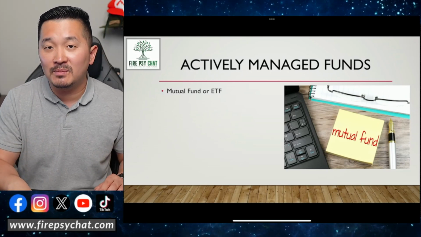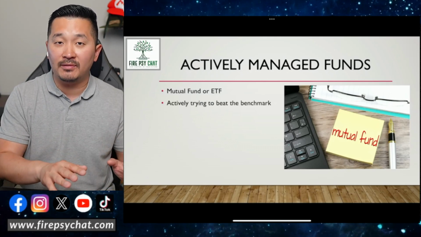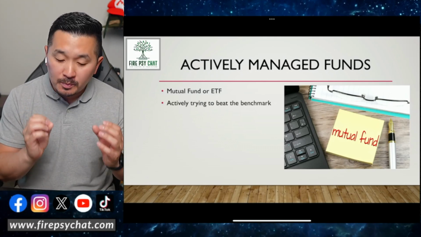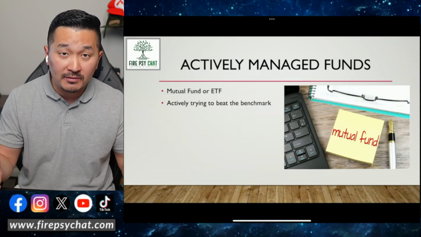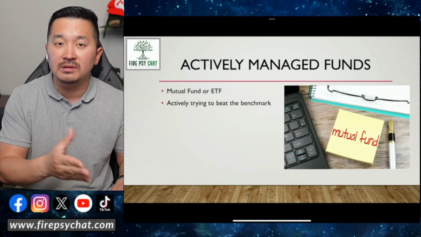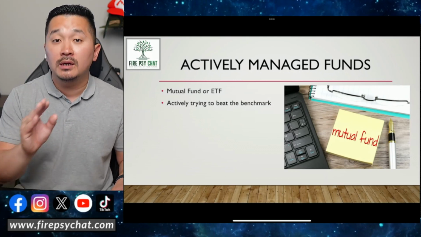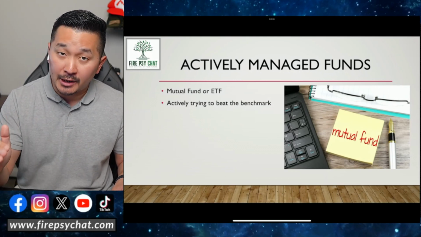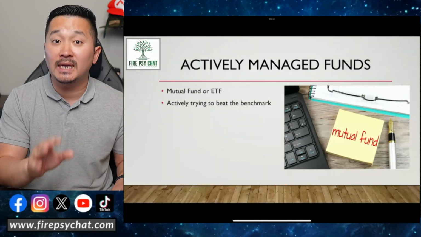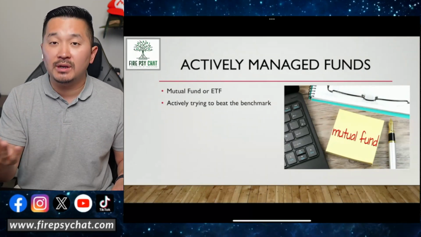So an actively managed mutual fund or ETF means that the fund managers are actively trying to beat the benchmark, like the S&P 500, Dow Jones, Nasdaq, and many others, because they're constantly trying to beat the overall market. The turnover ratio could be a lot higher, which means that they're going to buy and sell stocks more frequently in the mutual fund. And I want you to think of it this way.